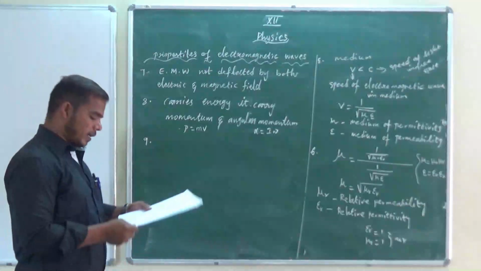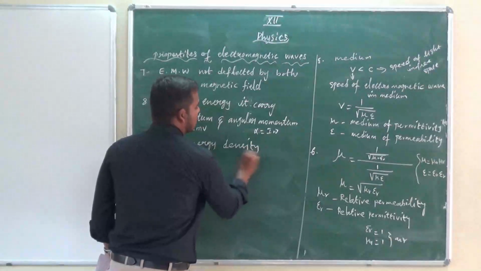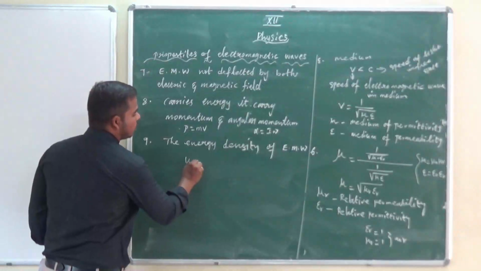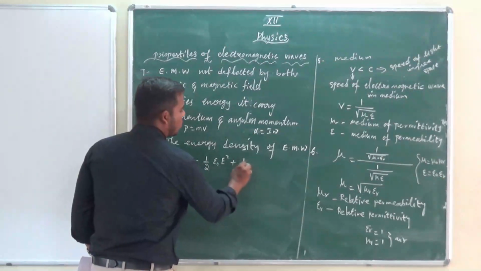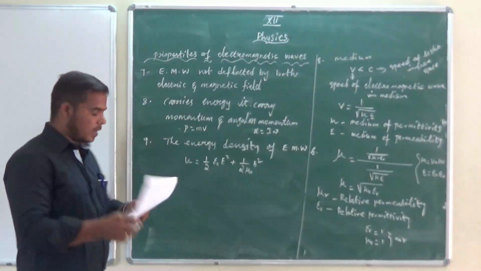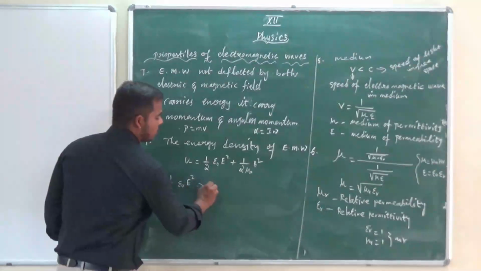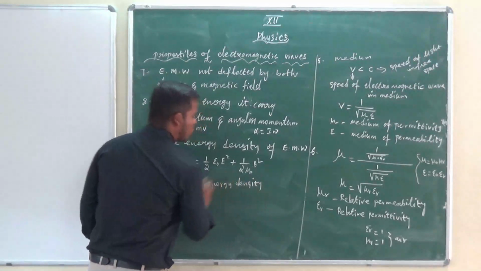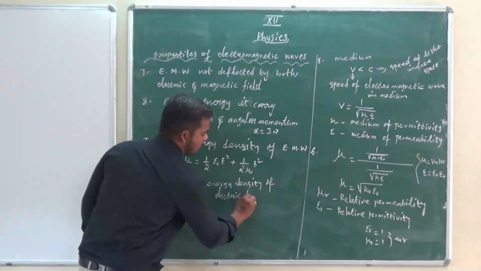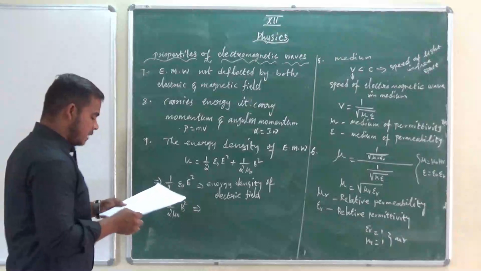The energy density of the electromagnetic waves: we represent energy density U as 1 by 2 epsilon naught E square plus 1 by 2 mu naught B square. This equation represents the energy density of electromagnetic waves. Here 1 by 2 epsilon naught E square is associated with the energy density of the electric field. These are very important 1 mark and problem level questions. Energy density of what field? Electric field. Next, 1 by 2 mu naught B square: this equation represents the energy density of the magnetic field.